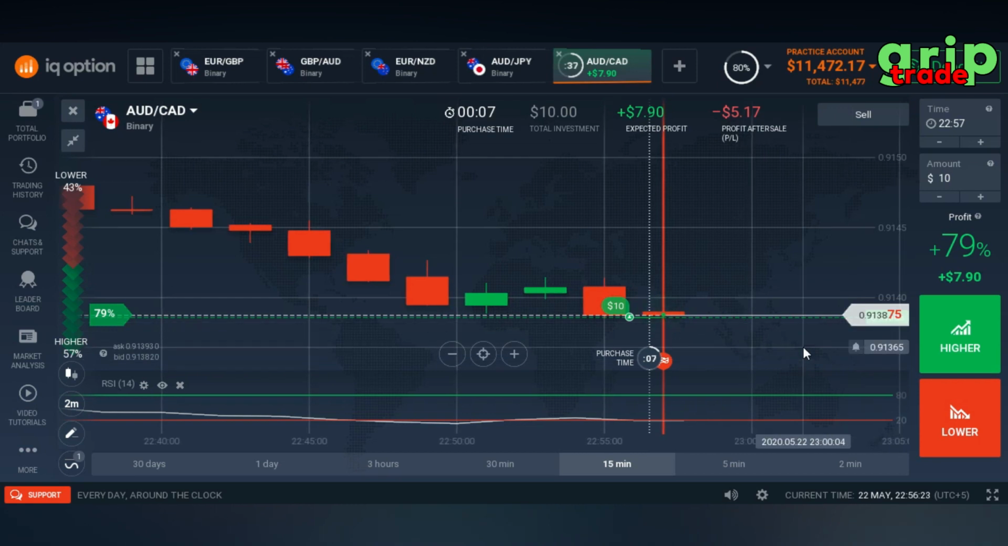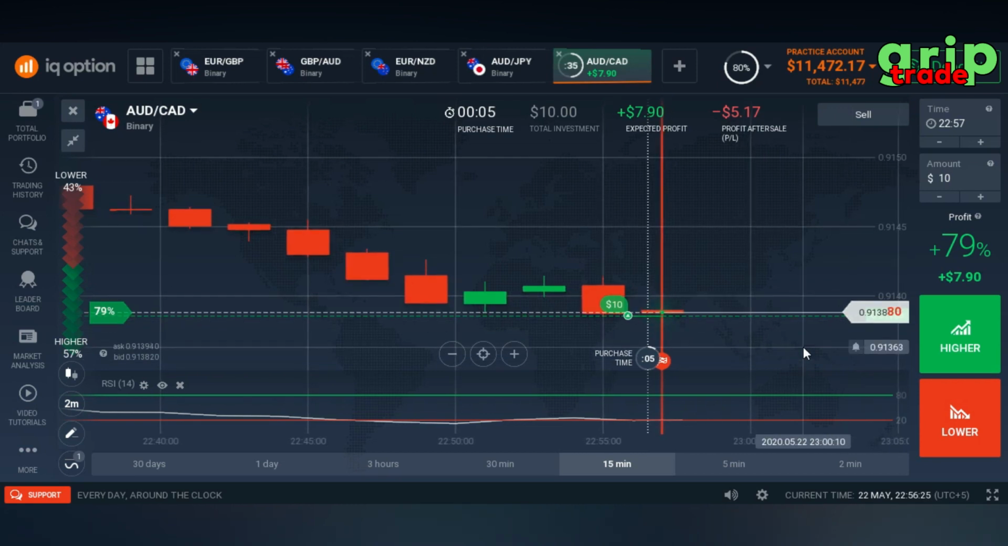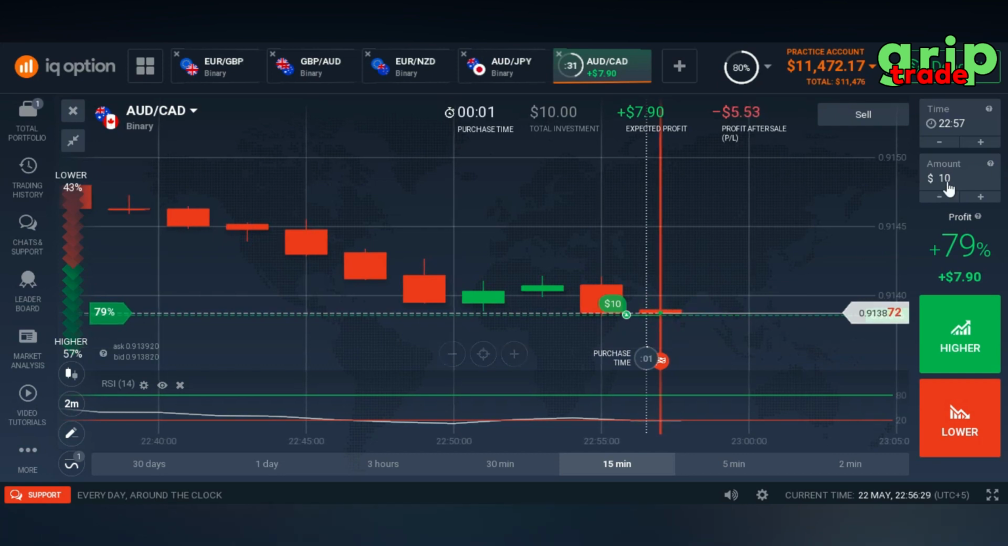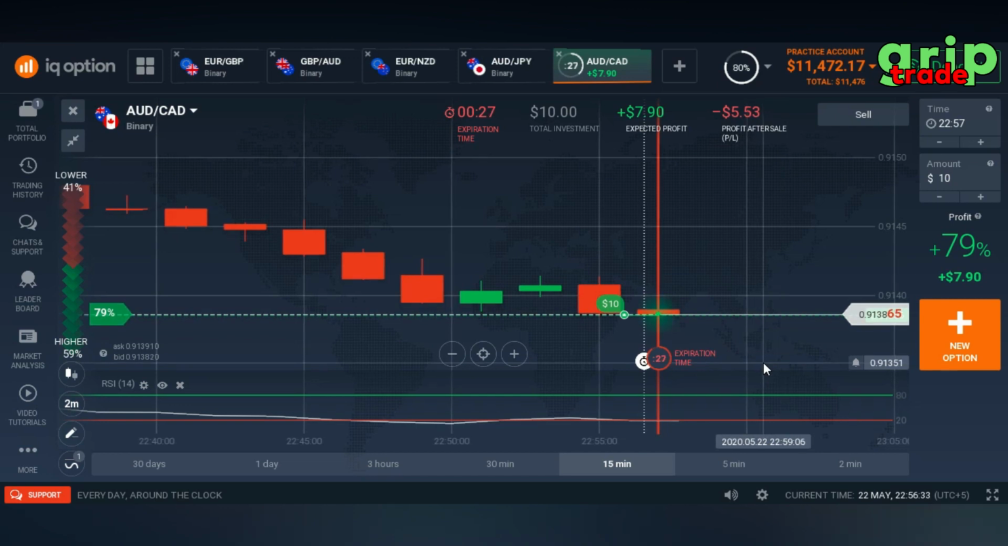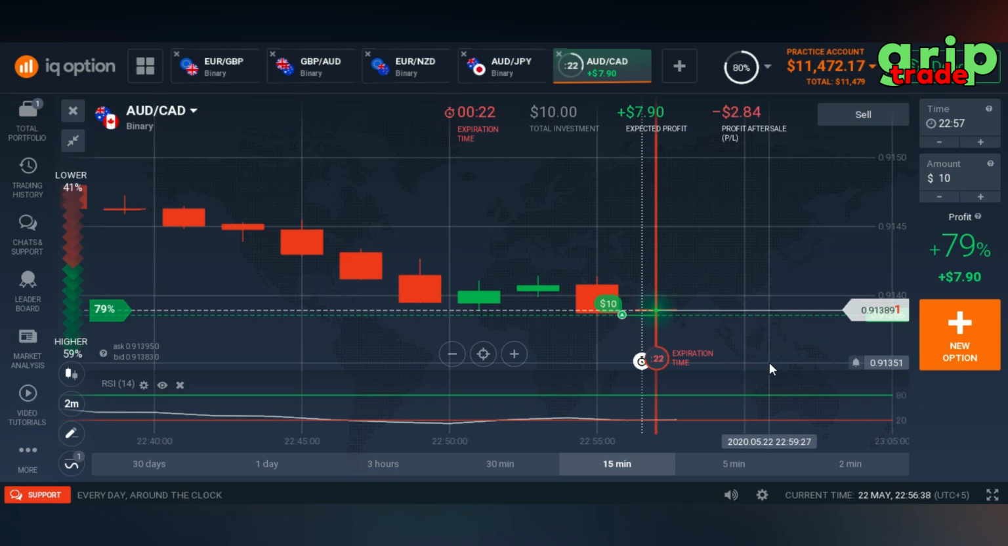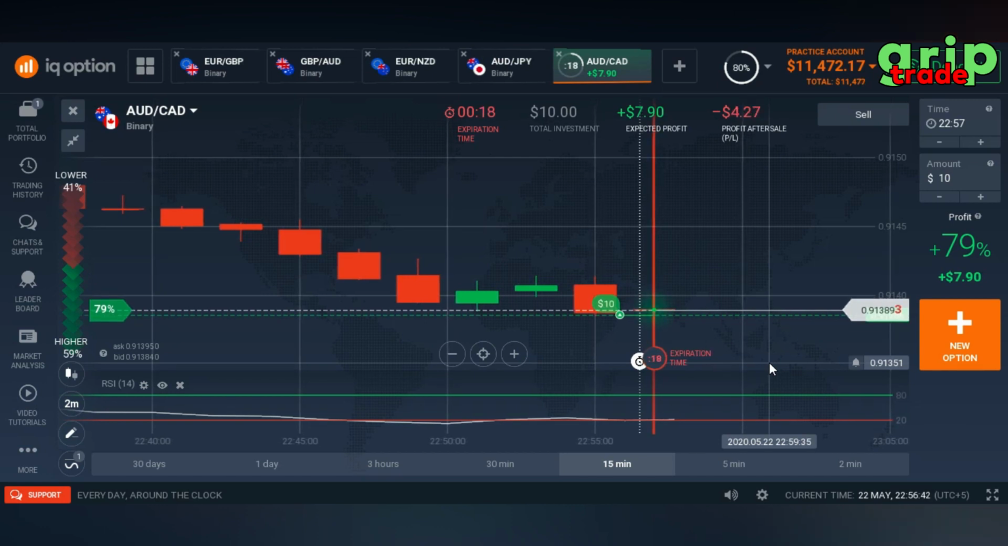In case we make a loss initially, we'll put the second trade of double the amount. I opened this trade for $10. I'll be opening the second trade for $20. So I'll recover the loss from the $10 trade, and I'll make some profit as well. So that's the way we can keep on rolling over. This is a rollover strategy.